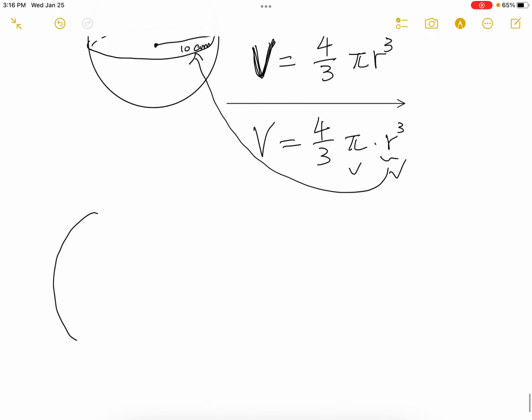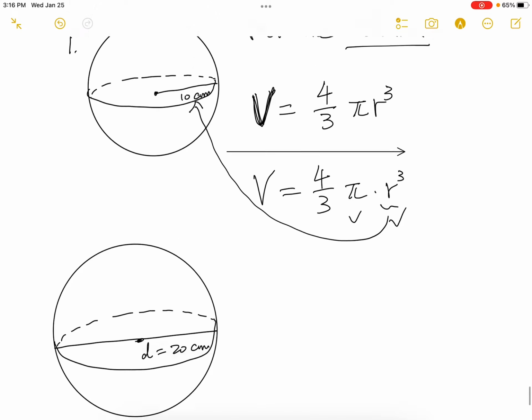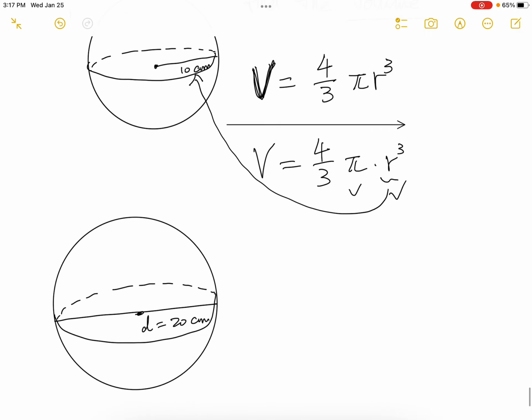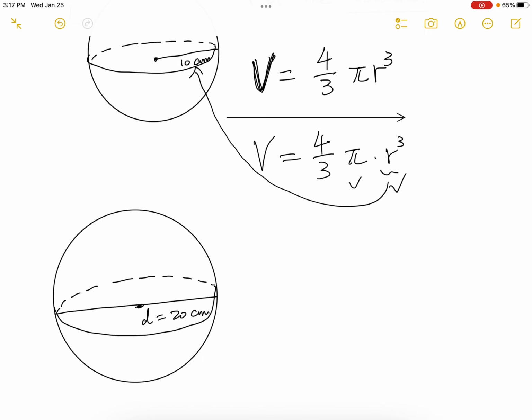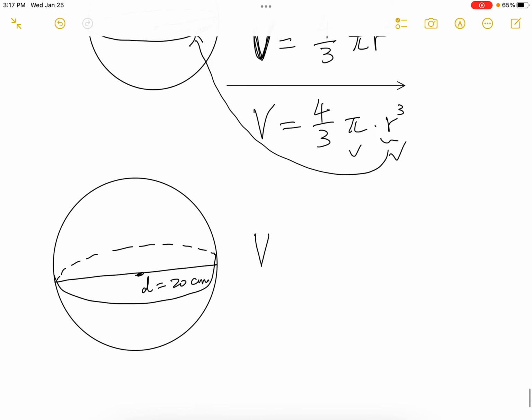So then building off the same question, now if I tell you that the diameter of the sphere is 20 centimeters, then again ask you to find the volume. Then in this case, again, you would do the same thing. Don't worry about the question yet. It's only asking you to find the volume, so let's just write down the volume formula, 4/3 pi r cubed.